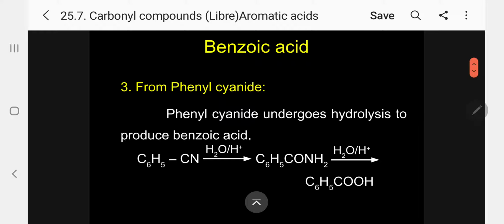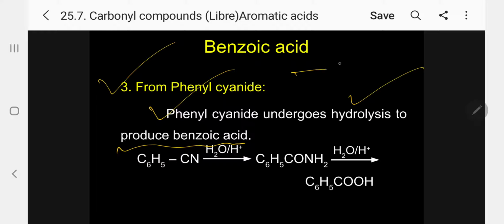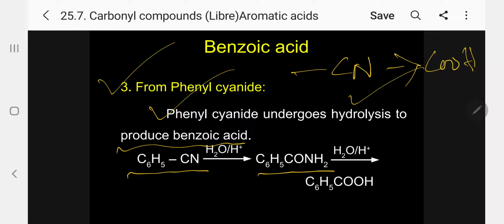The third method is from phenyl cyanide we can prepare the benzoic acid. Phenyl cyanide undergoes hydrolysis to produce benzoic acid. Whenever the functional group cyanide is there, it will easily convert to acid group by hydrolysis, acid hydrolysis. So that is happening here. We are taking phenyl cyanide. On hydrolysis, the intermediate is benzamide. On hydrolysis, it gives benzoic acid. Correspondingly, ammonia will be produced. Kindly follow.